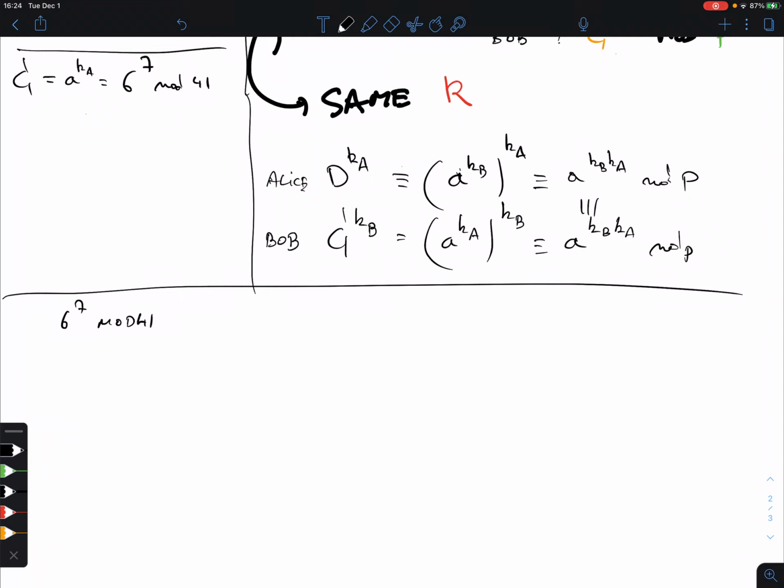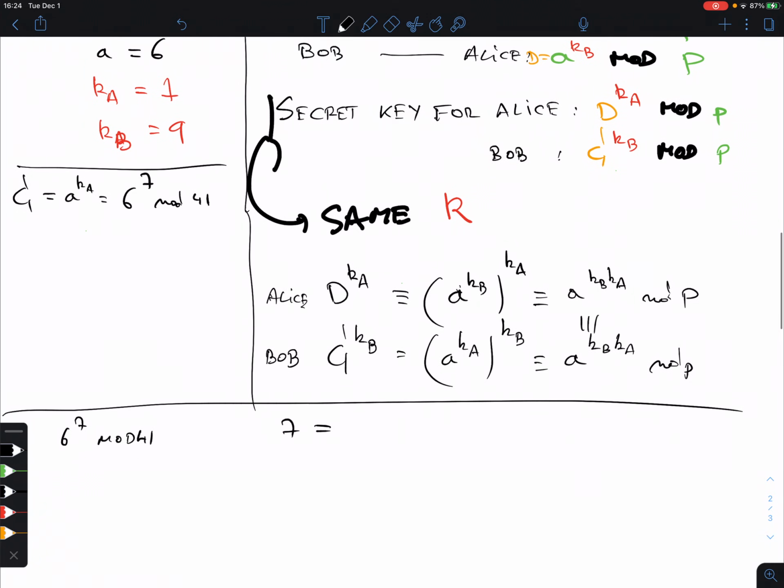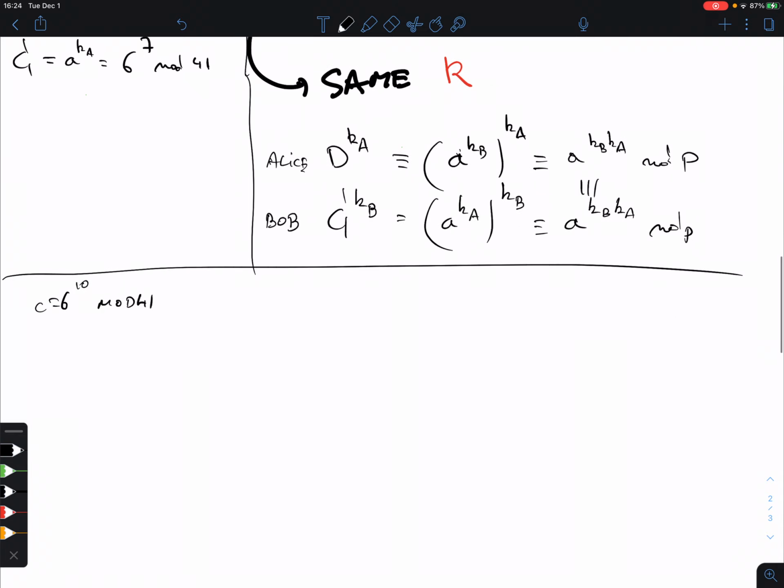Fast modular exponentiation, so we have to write 7 as, wait, no, sorry, I said the wrong number, I didn't mean 7, I meant 10 here. Let me, just for simplicity, make this into 10 here. So let me make this 10. Not that it's much of a difference. Okay, that is C, right?